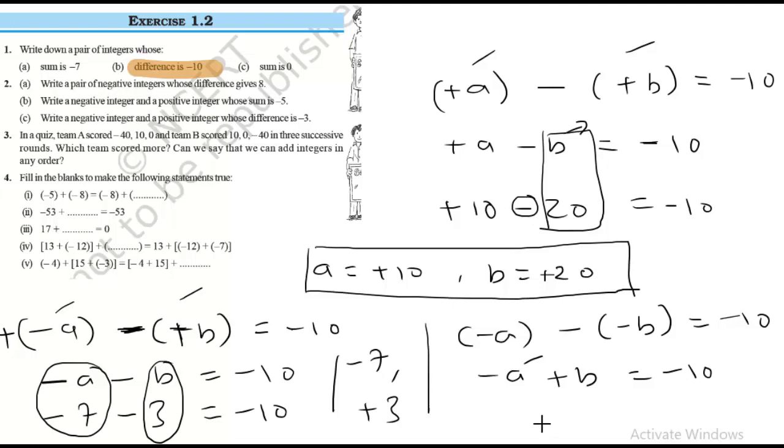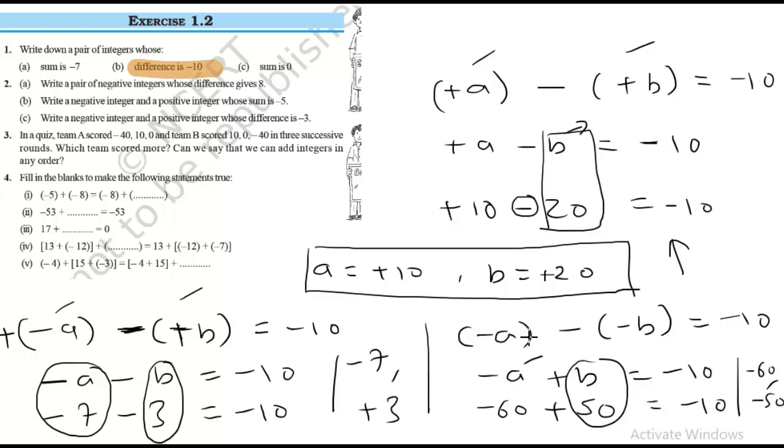So this question turns out to be similar to this question. We can think of A as, suppose, minus 60 and B can be 50. So it will give the minus 10. So minus A will be minus 60 and the second integer is, we are considering B as 50, so minus B will be minus 50. So here, sorry, both negative integers, we are taking their difference, and the difference comes to be minus 10.